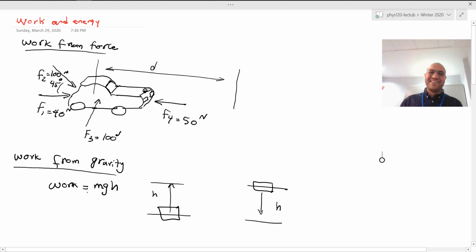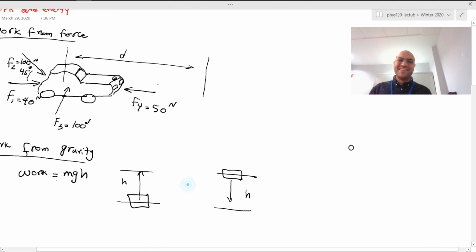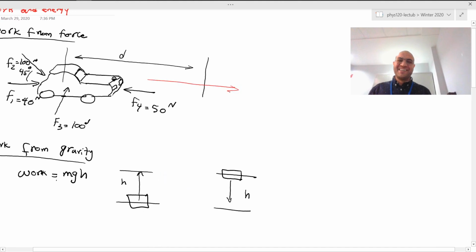Work and energy. Let's have a recap of what you learned before, and then I'll teach you the new knowledge. So we already know that work means to do something, to get something done. In this example, just to show you the definition of work, I drew a car, and this car wants to move to the right.